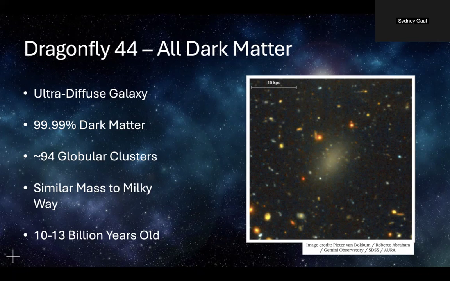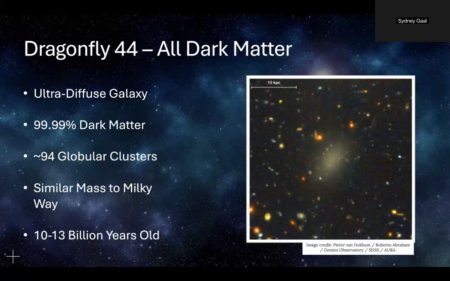The team that discovered Dragonfly 44 measured the galaxy's mass using both the orbital velocity law and by counting the number of globular clusters in the galaxy. It was found to have approximately 94 globular clusters, which correlates to a pretty large dark matter halo. The team also measured the stars' velocities for over 33 hours and found them to be moving much faster than their visible mass could account for.